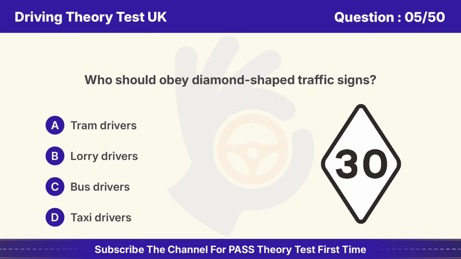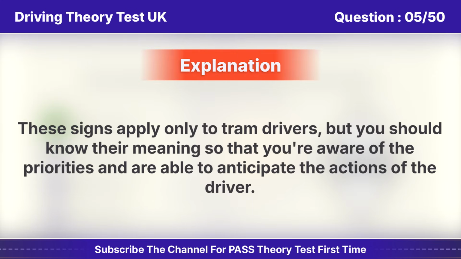Question 5. Who should obey diamond-shaped traffic signs? Answer is A. Tram drivers. These signs apply only to tram drivers, but you should know their meaning so that you're aware of the priorities and are able to anticipate the actions of the driver.